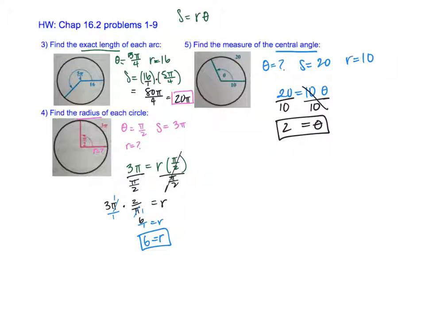Okay, now that we've gotten a feel for using the arc length formula, let's talk about finding the area of a portion of the circle. Finding the area of a slice of a circle is what we call the area of a sector. This portion right here is a sector of the circle.